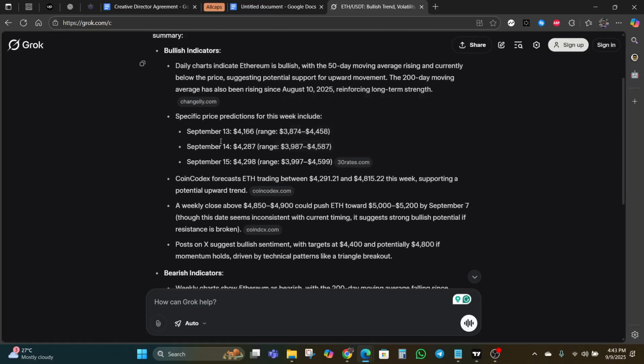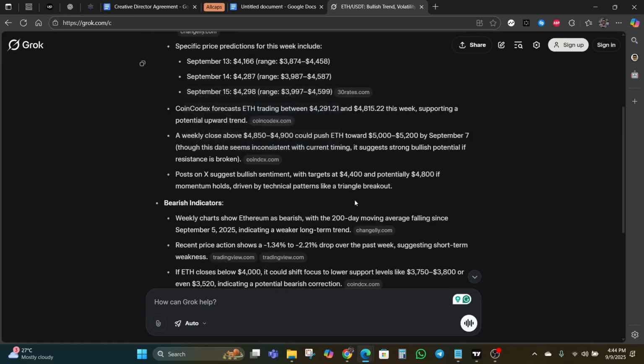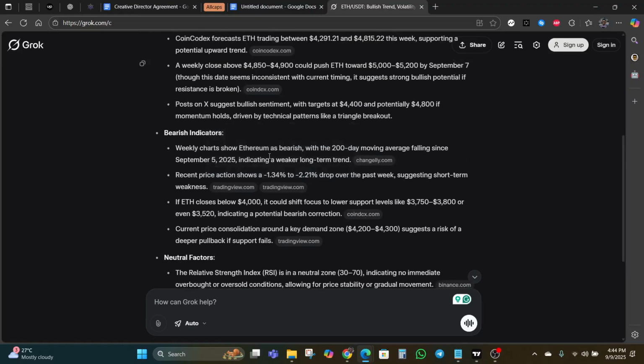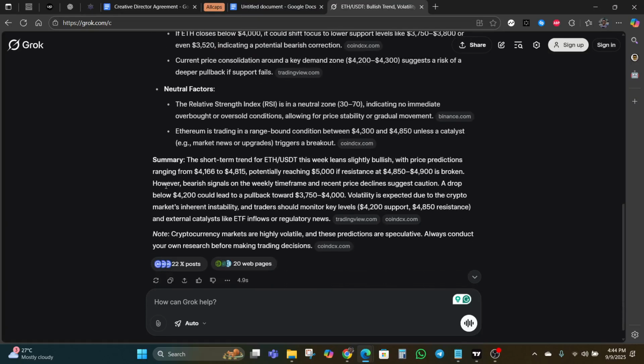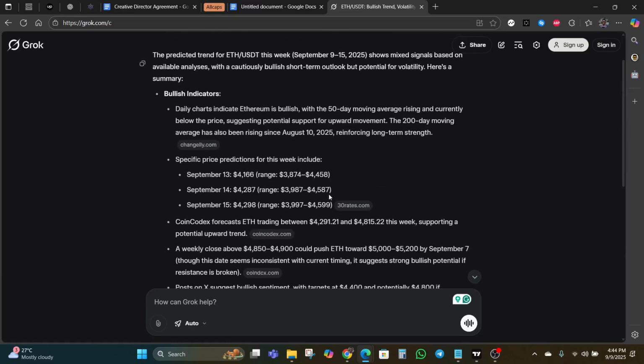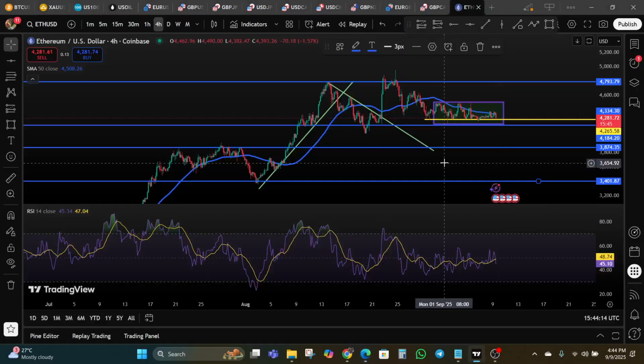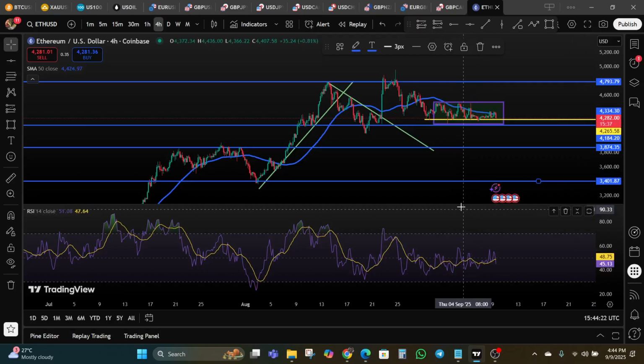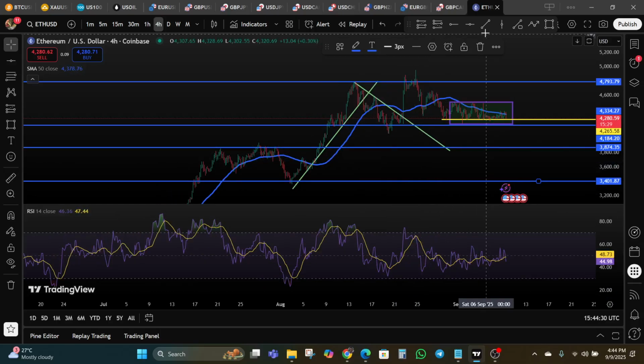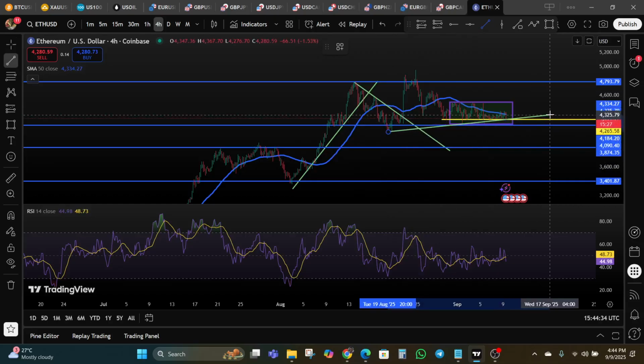So we can see some specific price predictions for the week, and then we can see all of that. There are also the bearish indications, the neutral factors, and a summary. Now using this insight from Grok AI, we can come back to our chart and begin to look for price or technical patterns that align with the predictions. If we are going with the bullish predictions, we want to look for technical setups that support a bullish move this week.